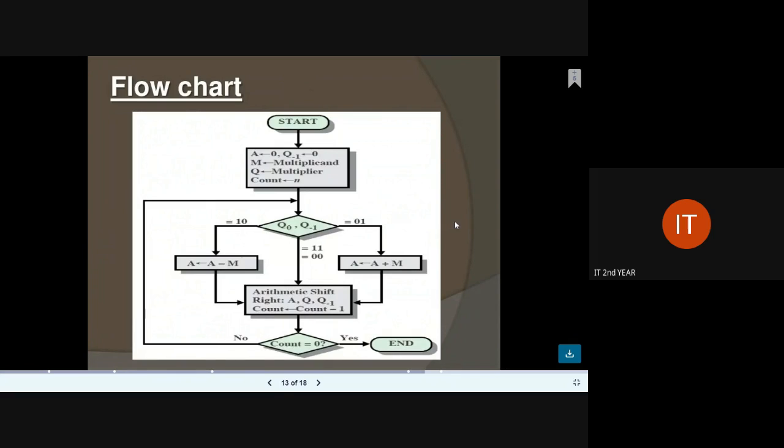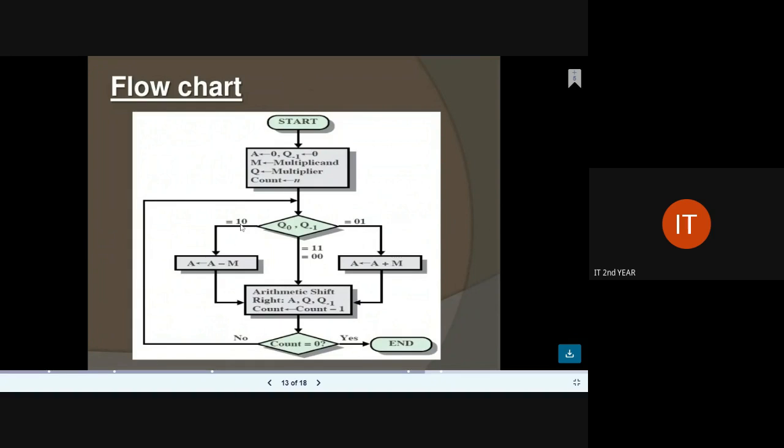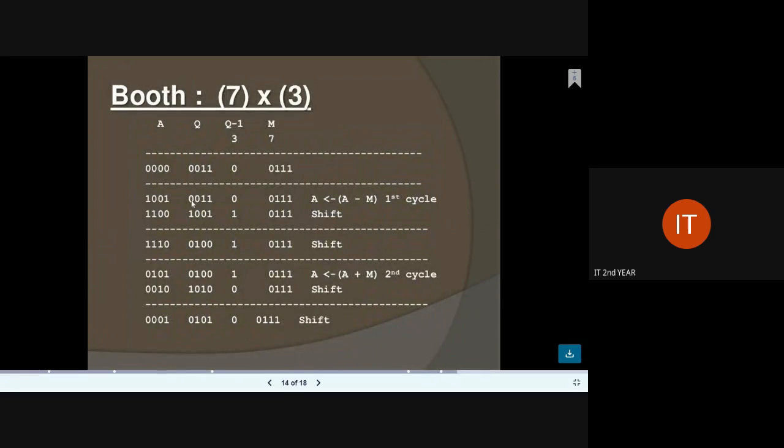So the q naught value and q minus 1 value we are going to check. The q naught and q minus 1 value is equal to 1 0, so here also we are getting those values. If both the values are 1 and 0, then we will make a tends to a minus m. After shifting these particular values, we move on to the shift register. We are just shifting right, and we are able to decrement the value.